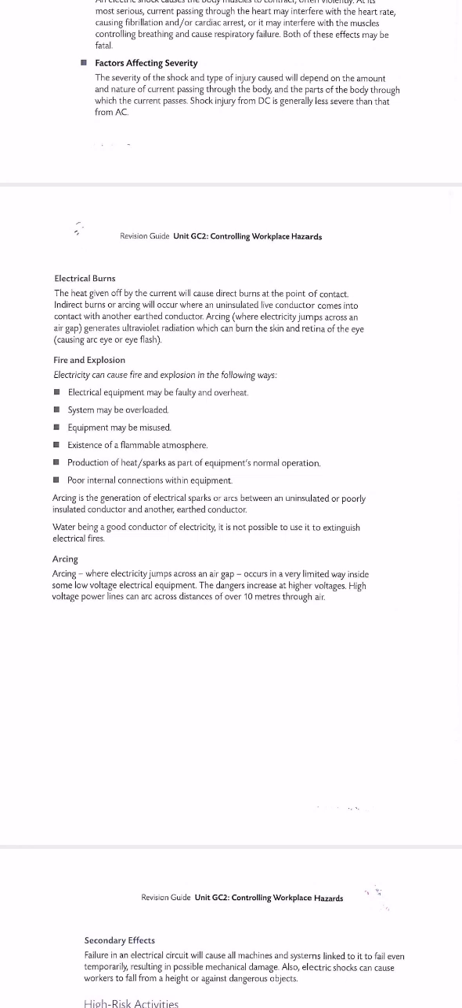Arcing, what is arcing? Arcing simply means where an electrical current jumps across an air gap, occurring in a very limited way inside some lower voltage electrical equipment. The danger increases at a higher voltage, and a higher voltage power line can arc across a distance of 10 meters through the air.